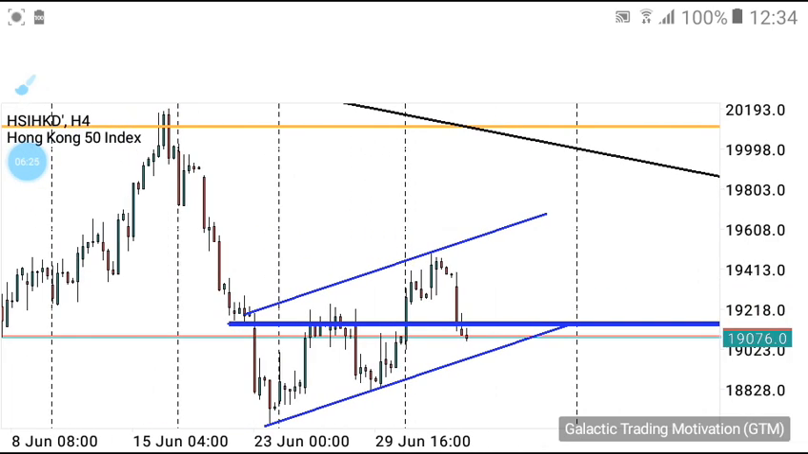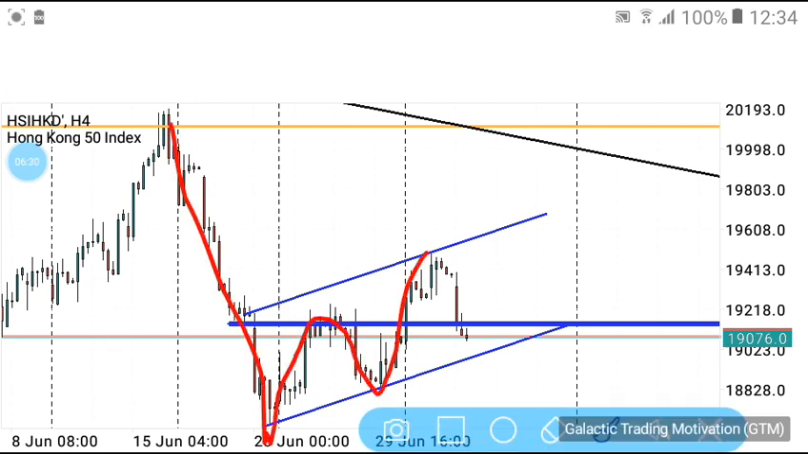and here we are on the H4 chart. And just to recap, remember on the daily chart we spoke about how we have this overextended W structure which has a neckline at that point.